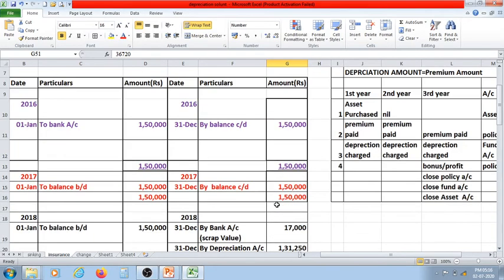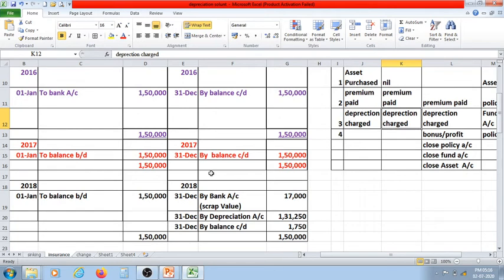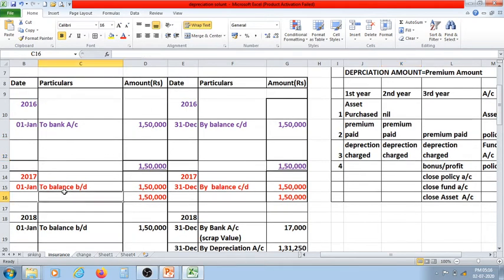For the second year, the journal entries are only two: premium paid and depreciation. So in the machinery account, it is just the opening balance, open the balance with 1,50,000 and close the balance with 1,50,000. No journal entry is passed. Just opening balance and closing balance. So the opening balance is on 1st January and the closing balance is on 31st December, and the year is 2017.